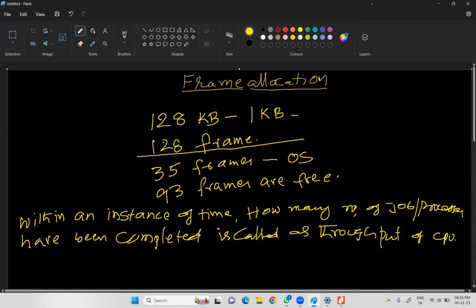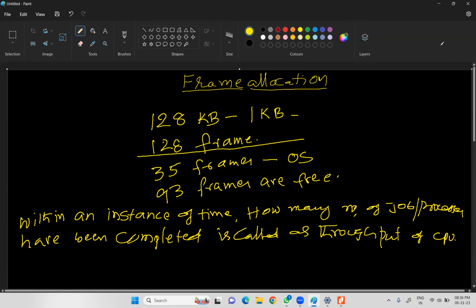Since a number of jobs have been allocated, if you want to increase the throughput, you have to load as many processes into memory as possible. If a huge number of processes are in memory, then the throughput of that system will increase. But as far as paging is concerned, however many frames are required by a particular process, that many frames are allocated for that single process.